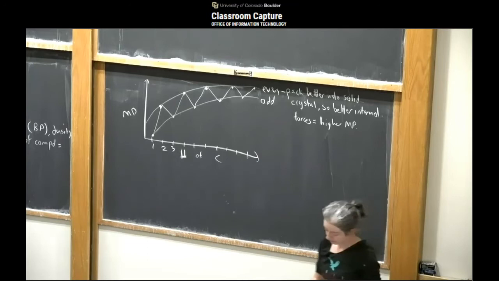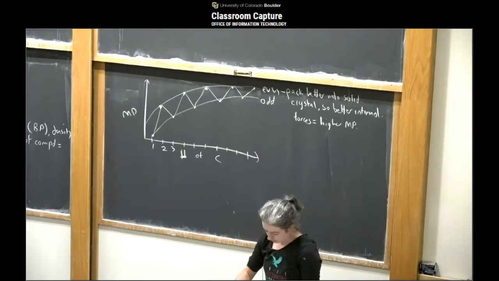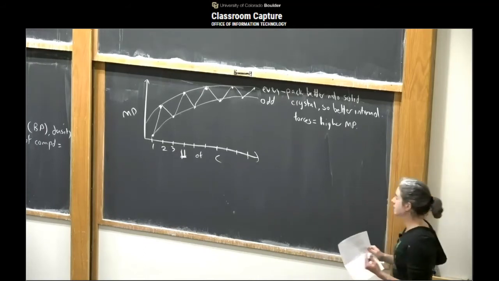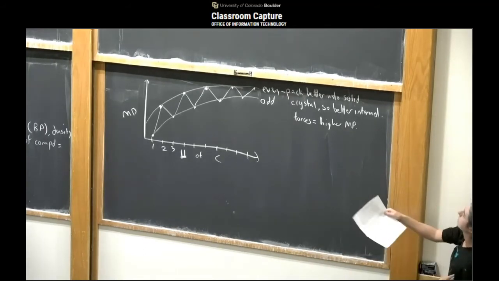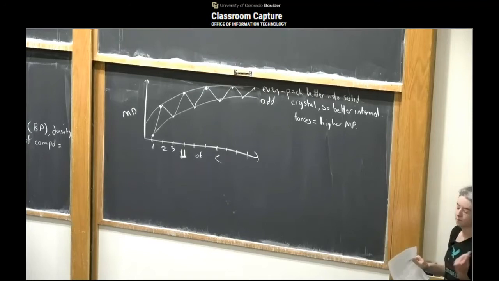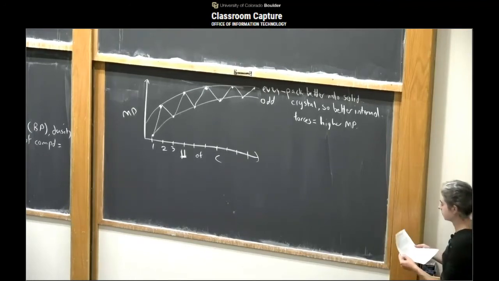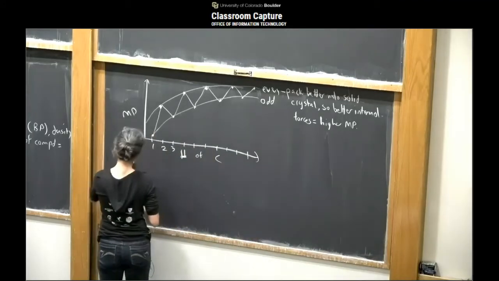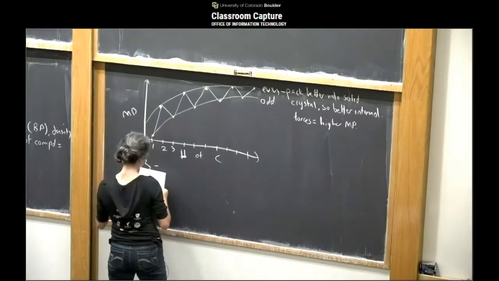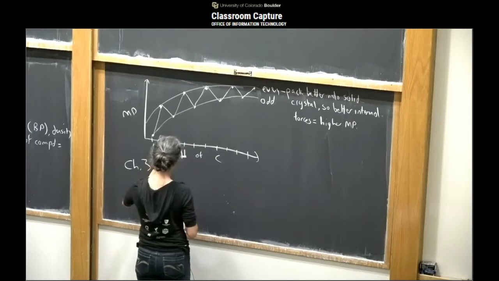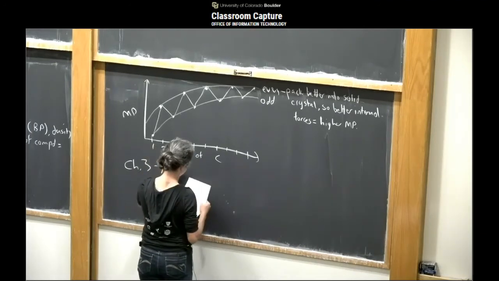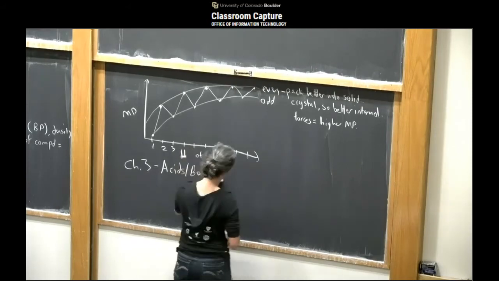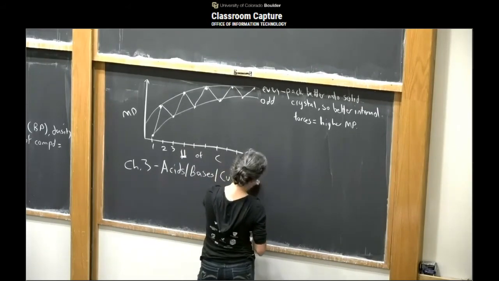Alrighty. So on to chapter 3. Okay, so I posted the chapter 3 notes last night as well. I didn't include that in the announcements, but those are up too if you want to print them out and follow them along. Okay. So chapter 3 is where we start looking at actual chemical reactions for the first time. So acids, bases, and curved arrow notation.